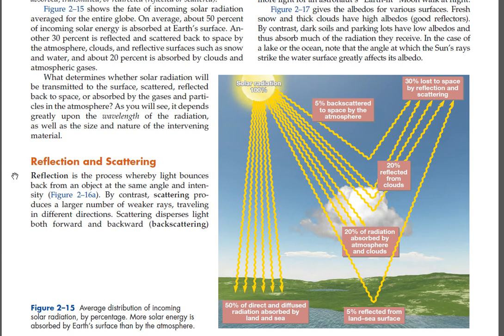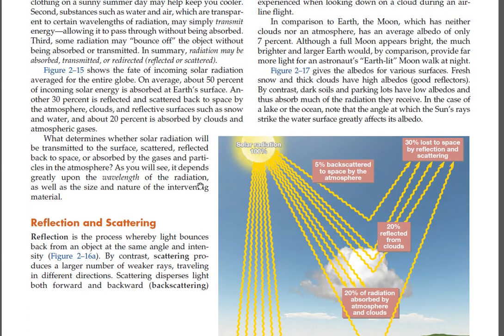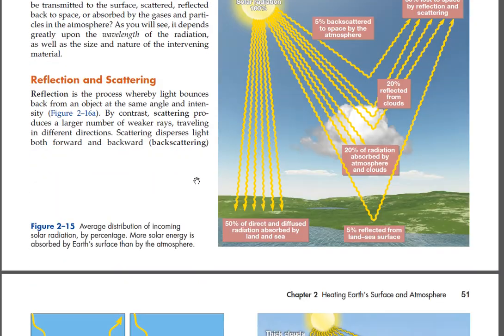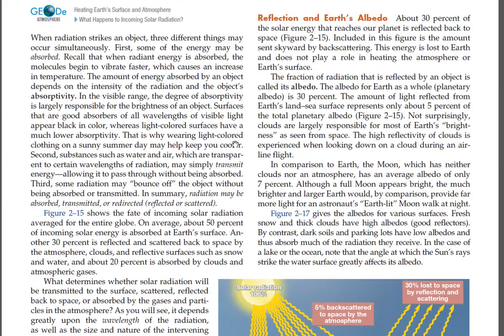Reflection and scattering. Reflection is the process whereby light bounces back from an object at the same angle and intensity, Figure 2.16a. By contrast, scattering produces a larger number of weaker rays, traveling in different directions. Scattering disperses light both forward and backward, backscattering, Figure 2.16b. Whether solar radiation is reflected or scattered depends largely on the size of the intervening particles and the wavelength of the light.